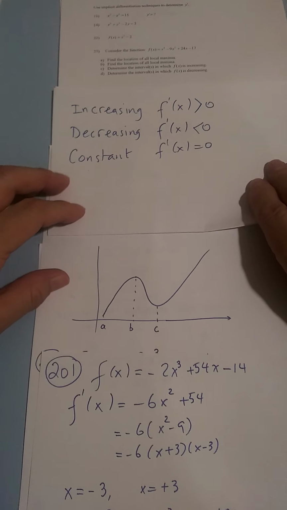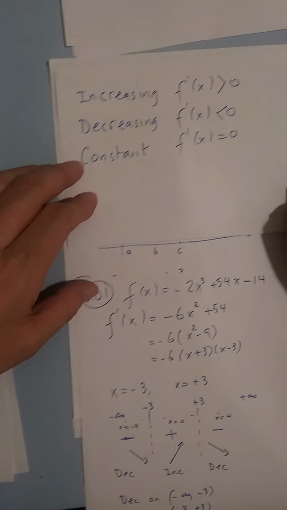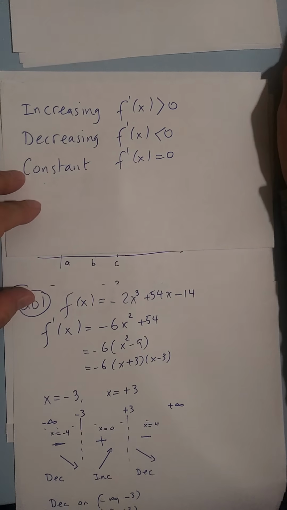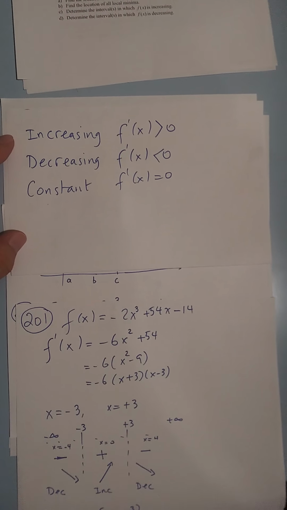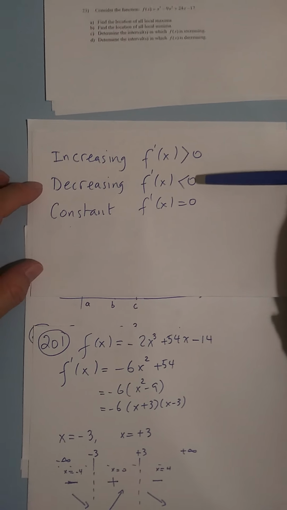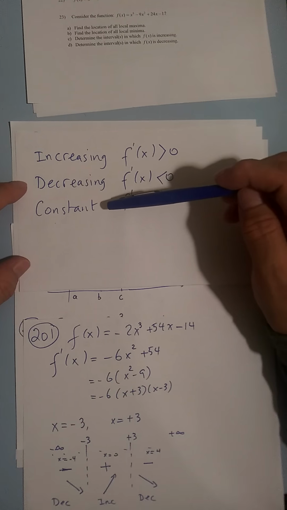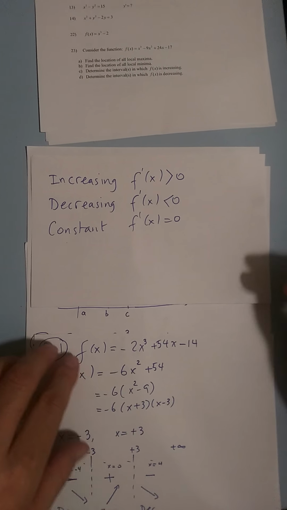Today we're going to go over the concept of increasing, decreasing, and constant functions. A function is increasing on any interval in which its derivative is greater than 0. It is decreasing on any interval in which its derivative is less than 0, and it's constant anywhere where f prime of x, the derivative, is equal to 0.